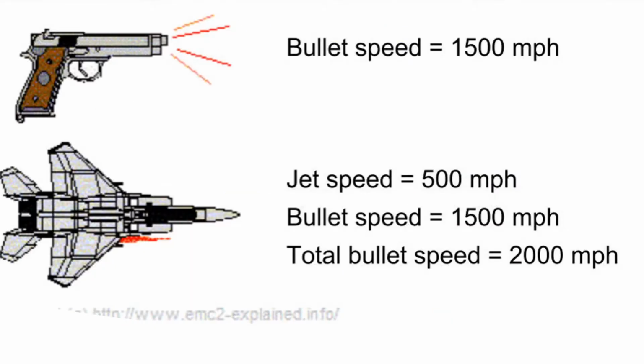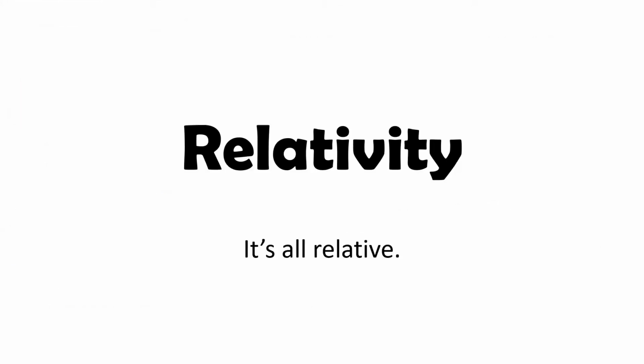Here's another example. Let's say you have a gun, it fires a bullet, and the bullet's going 1,500 miles per hour. Let's put the gun on the jet and fire it. The jet is already going 500 miles per hour, and the bullet, remember, was going 1,500 miles per hour. So now the actual speed of the bullet is 2,000 miles per hour. That's relativity. But all this was known and accepted before modern times. What changed?